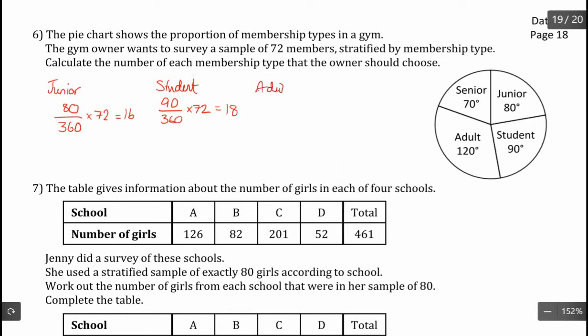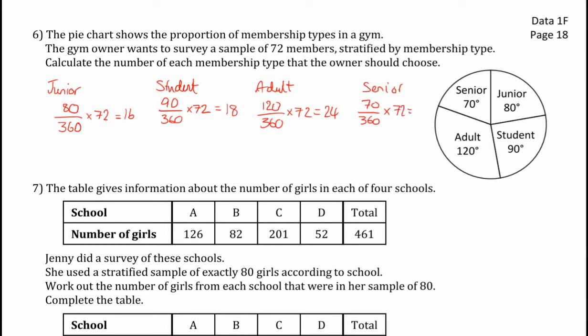Adults, 120 out of 360 is the same as a third, so this would be finding a third of 72, which is 24. And finally seniors, 70 out of 360. We could just work out how many of the 72 are remaining. I'm just going to use a calculator and do this. And that gives us 14.